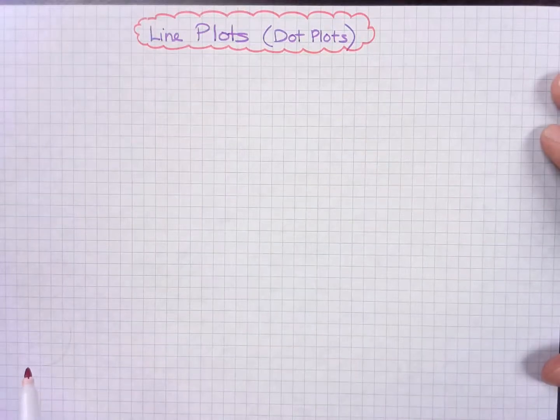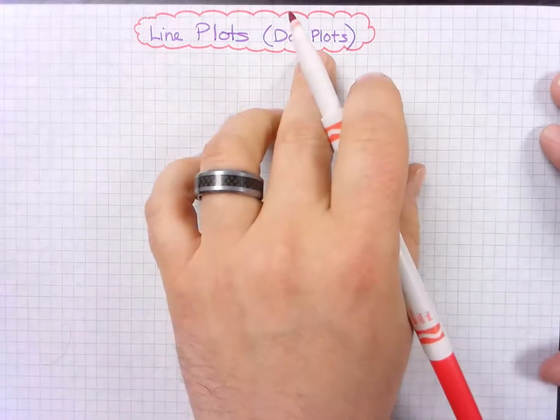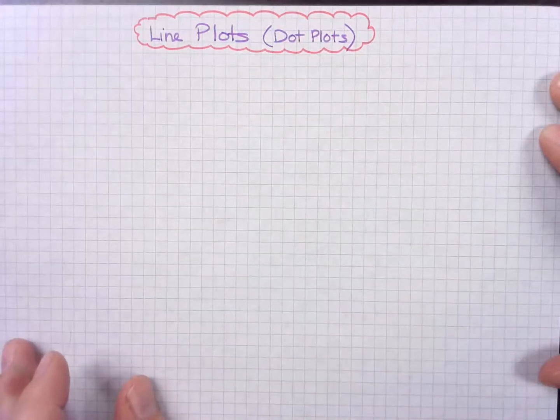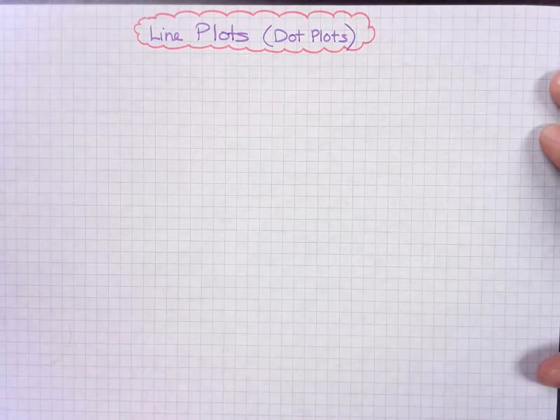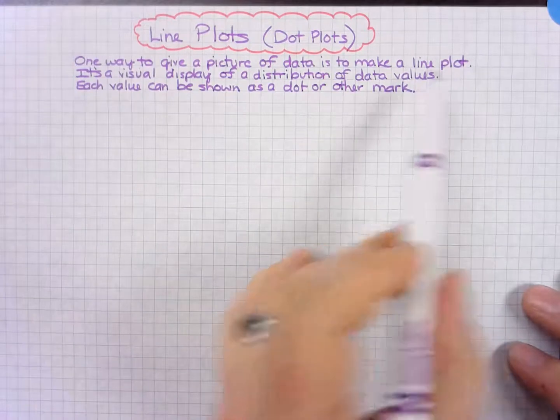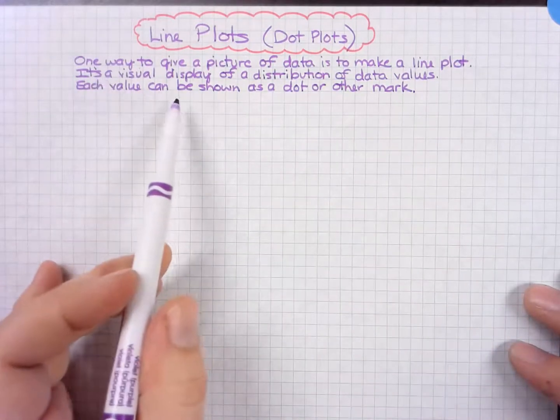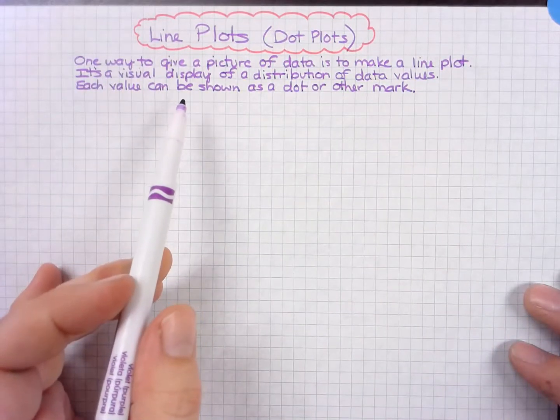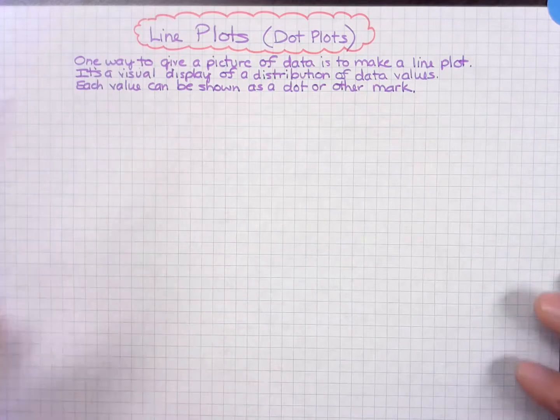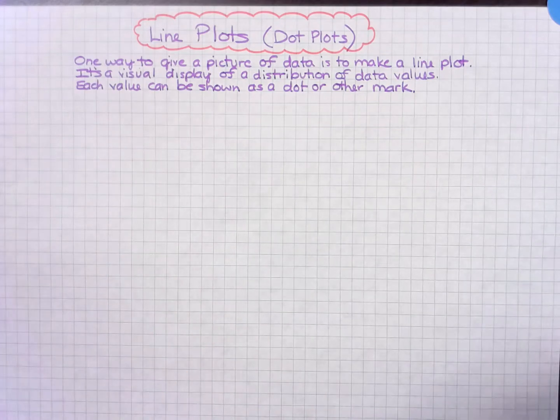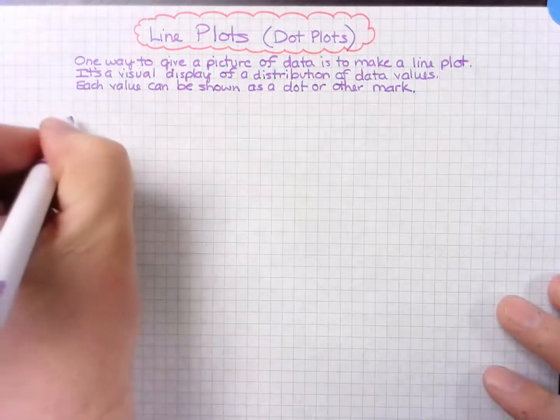Line plots, or as we know them to be, dot plots. One way to give a picture of data is to make a line plot. It's a visual display of a distribution of data values. Each value can be shown as a dot or other mark. So let's look at an example.